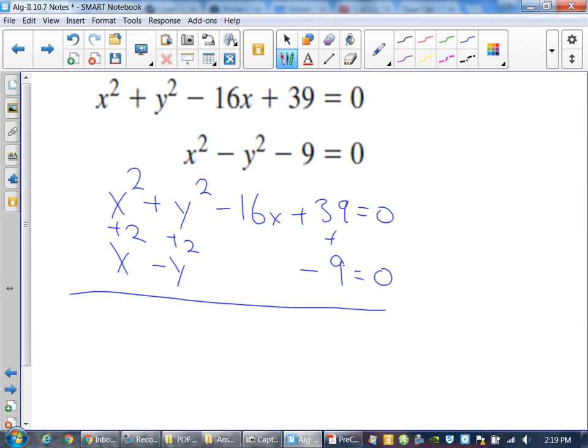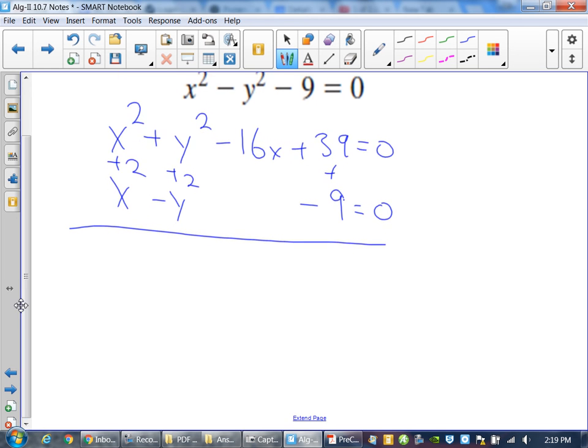So what's x squared plus x squared? 2x squared. Good. What's y squared minus y squared? 0. Bring down the negative 16x. And 39 minus 9 is? And now you're at something that's factorable.